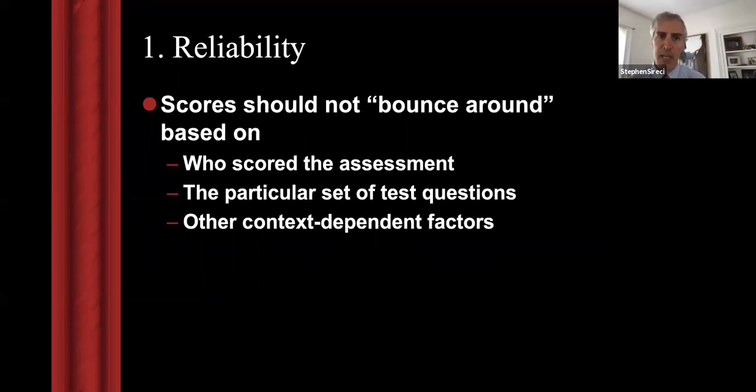So the idea in educational testing is that scores should not bounce around based on who scored the assessment or the particular test form I took or other context-dependent factors like, what's the particular reading passage. So we want test scores that will be consistent. We don't want a student's score to be influenced by something just related to the measurement procedure that's going to introduce inconsistency.